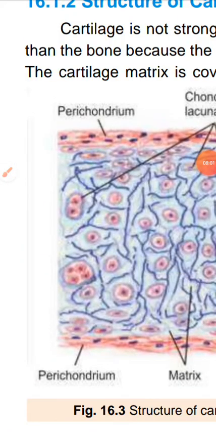Cartilage is present in the ear. Cartilage is present in the nose. Cartilage is present in the trachea. What is the major role of the cartilage in the body? Cartilage joins the vertebrae. Where are the vertebrae situated?